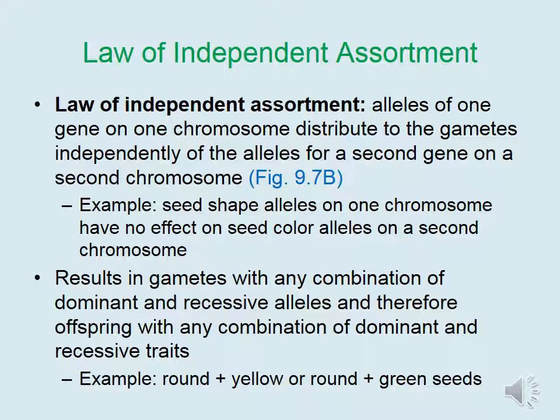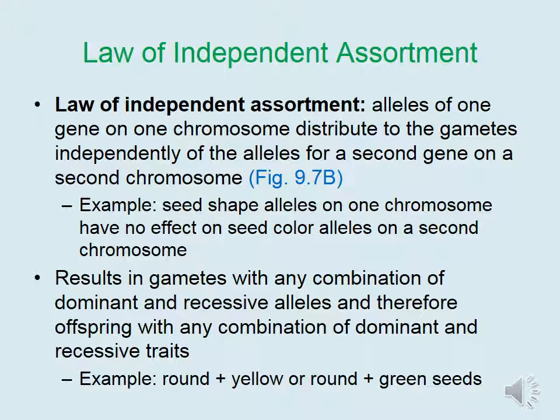This states that alleles of one gene on one chromosome distribute to the gametes independently of the alleles for a second gene on a second chromosome. For example, the seed shape alleles on one chromosome had no effect on seed color alleles on a second chromosome. This results in gametes with any combination of dominant and recessive alleles, and therefore offspring with any combination of dominant and recessive traits. For example, round and yellow or round and green seeds.